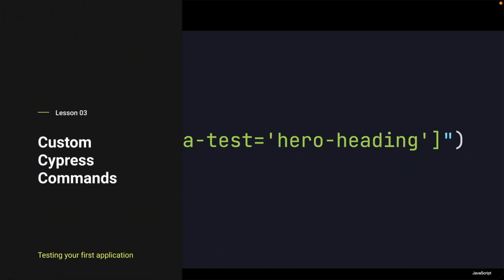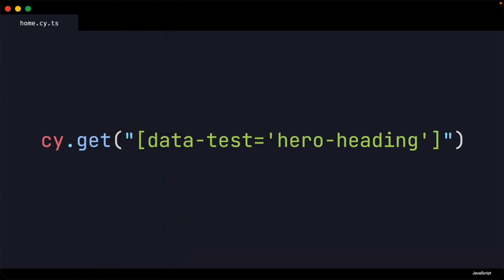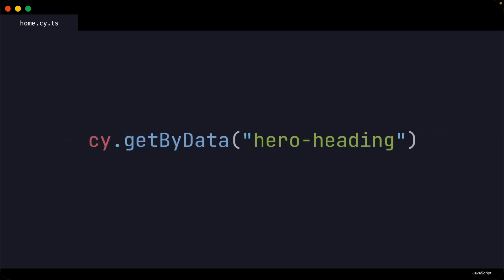Currently, we are getting the elements in our application using this verbose syntax. While there is nothing wrong with this, it is difficult to write and hard to read. Ideally, we could simplify the syntax to something more like this. This is an example of the custom Cypress command we are going to learn how to create. GetByData is the name of our custom command. The string hero heading is the value of the data test attribute on our element.